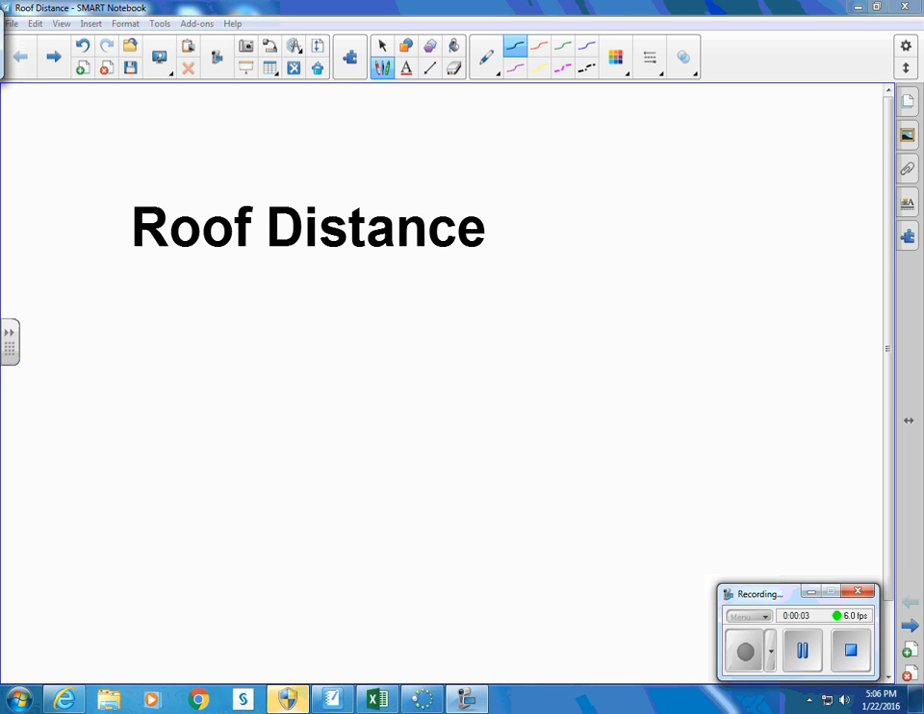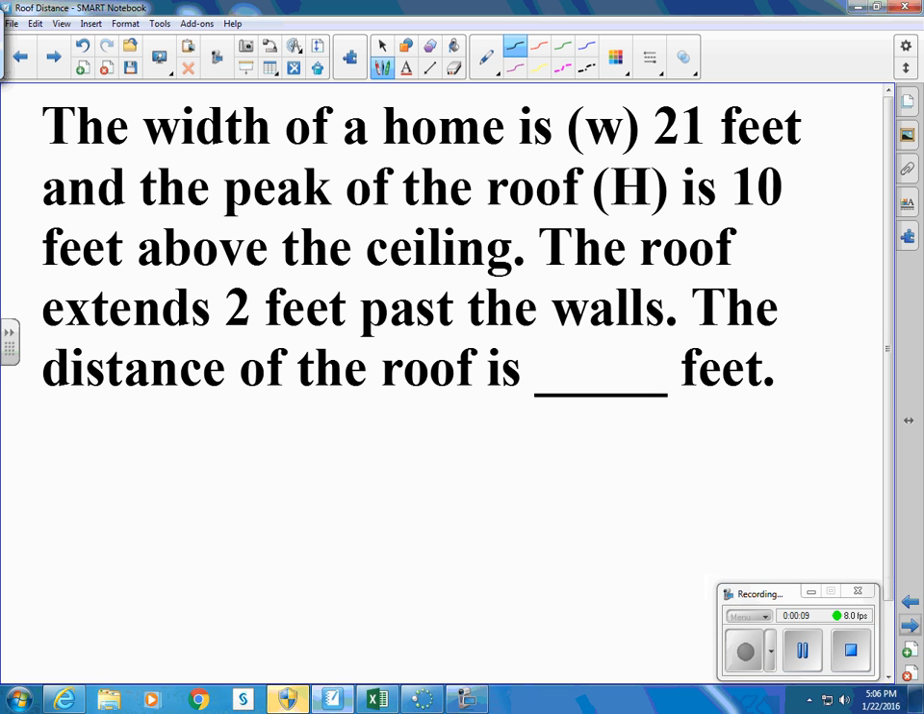This video clip explains how to calculate roof distance. For example, if the width of a home is 21 feet, the peak of the roof is 10 feet above the ceiling, and the roof extends 2 feet past the walls, what is the distance of the roof? Let's draw a little picture to try to explain what I'm talking about.